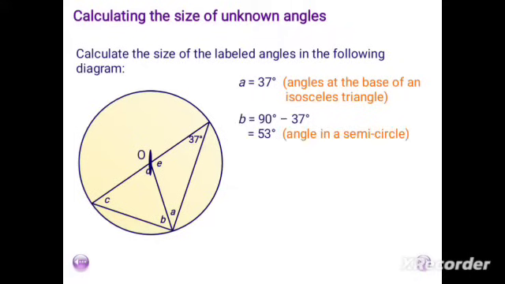Now B will be 90 degrees minus 37 degrees, because of the angle in a semicircle. Because A is equal to 37 degrees, A and B should add up to 90 degrees because the angle in a semicircle is equal to 90 degrees. So to get B, we take 90 minus 37, and so the angle at B is 53 degrees.